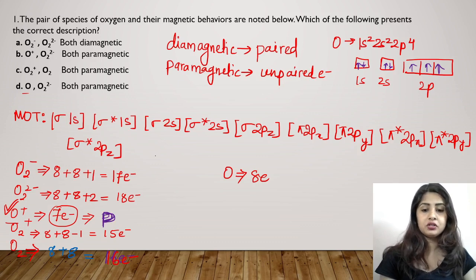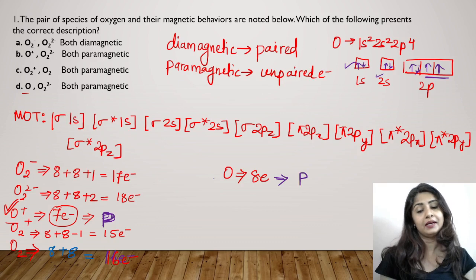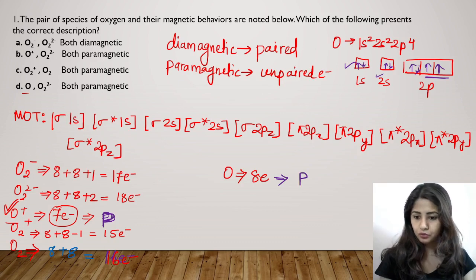Now coming to oxygen, it has 8 electrons. So similarly here 2, 4, 5, 6, 7 and one more electron I put, so 8. Still it has 2 unpaired electrons. So this oxygen atom is also paramagnetic in nature. Let's check for O2 minus, O2 2 minus, O2 plus and O2.